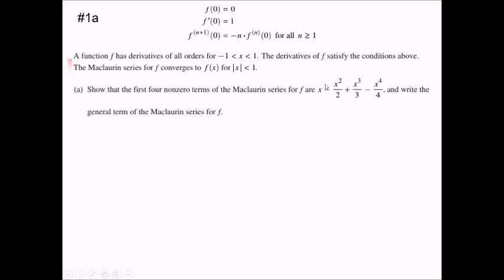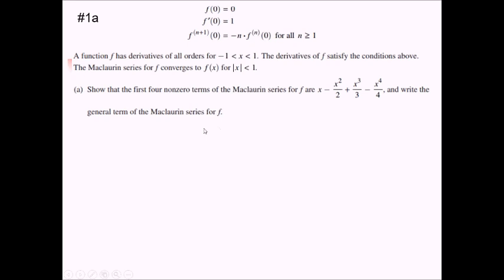Maclaurin series for f are as follows. And then write a general term for the Maclaurin series for f. So we already know what the answer is going to be. We just have to show that we get this when we follow our function building pattern that we always use.